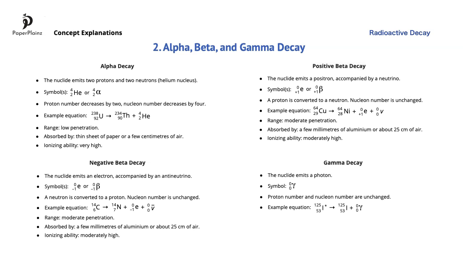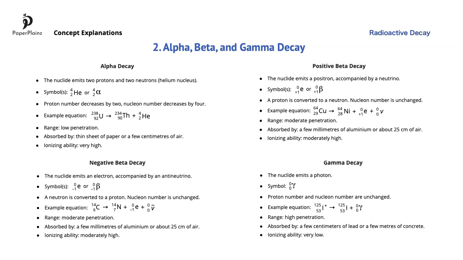The small star next to the I on the left-hand side of the equation means that the iodine nuclide is in an excited state and needs to lose energy in order to become more stable. This is exactly what happens during gamma decay. Gamma particles are highly penetrating. They need a few centimeters of lead or a few meters of concrete to be absorbed. Since photons are massless and are uncharged, their ionizing ability is very low.